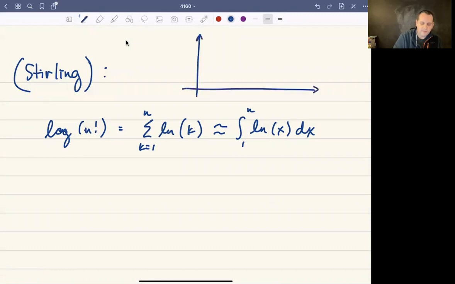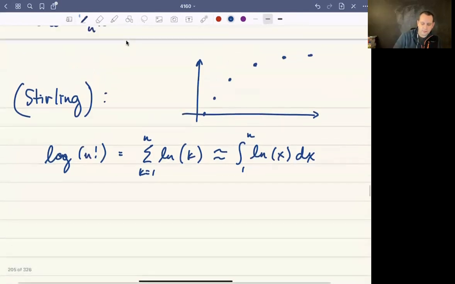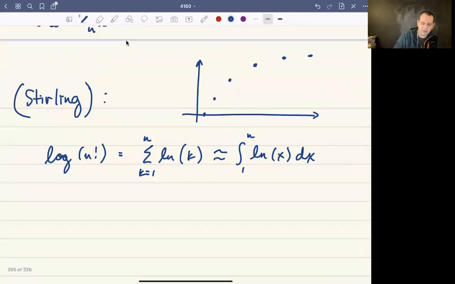But if you were to have the natural log of k, it's going to look like something like this. It's going to be a really slowly increasing but unbounded sequence. So this is going to be unbounded, even if it looks like it's bounded. It's eventually going to get as large as you want. And the integral you can think of as kind of connecting all of these with a continuous curve. Okay, so let's say we go up to n.